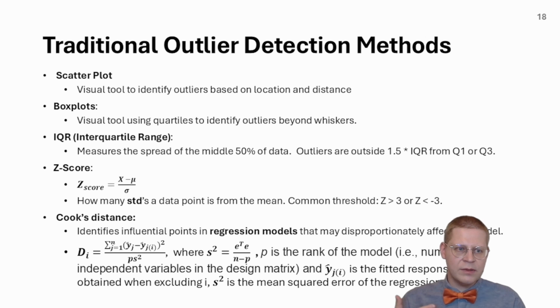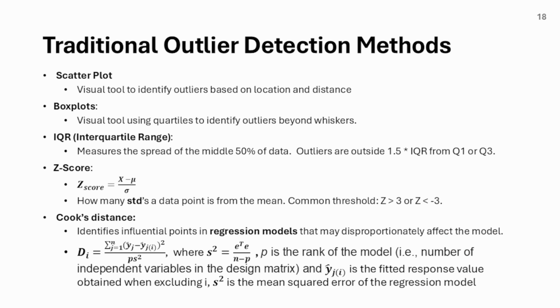And what about traditional outlier detection methods? Well, there are plenty of them, and some of them you can see on this slide. We can use a scatter plot and visually inspect the data, or a box plot for visual inspection. And also we can have simple statistics like IQR, interquartile range, or Z-score, or Cook's distance.